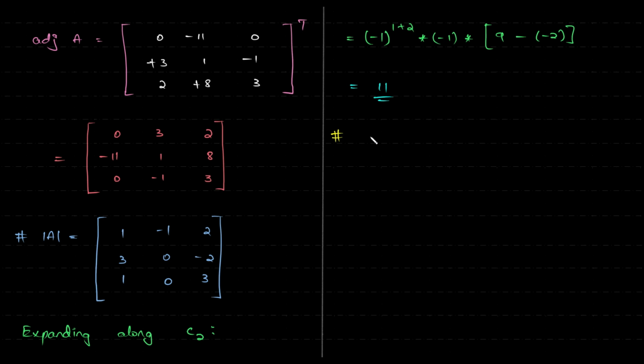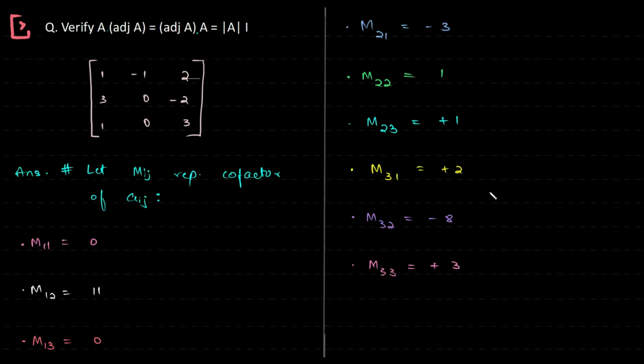And finally we have the verification actually. Let me put the heading. Verification. We're going to start off with the first term, which is A times adjoint of A.